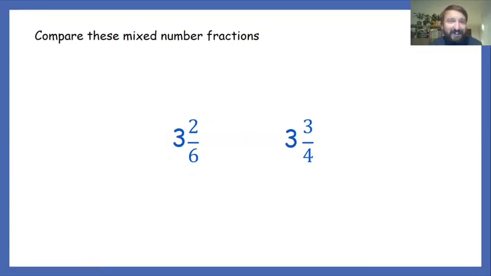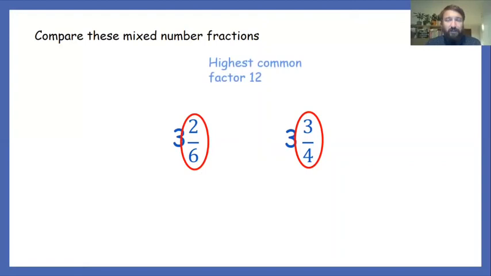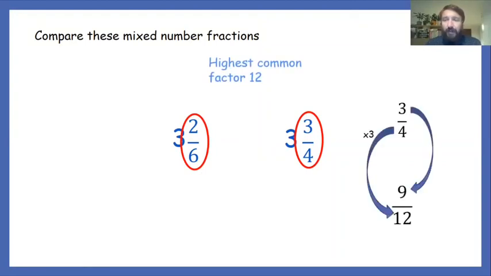Okay, so let's have a look at comparing these mixed number fractions. I've got 3 2/6 and 3 3/4. The first thing I'm going to do is look at my 2 fractions, and I can forget about the whole numbers because they are equal. With these 2 fractions, I'm going to look for the common denominator, which you will be able to tell me is 12. I'm then going to multiply my fractions out.